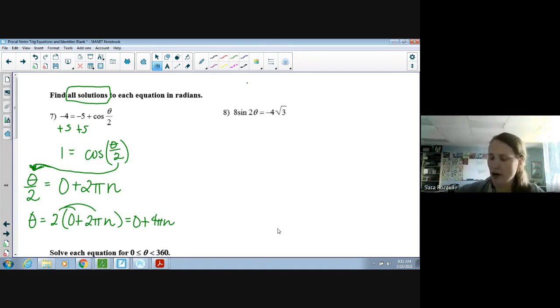So if you have an operation with your theta, you hold off on that till the very end. You find the angles you need to find, you do all you need to do, and then at the end, once you have it written down, then you get rid of whatever number is next to your theta.